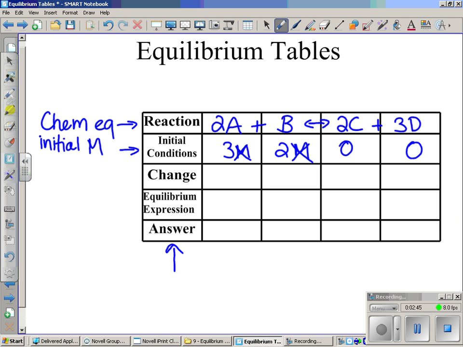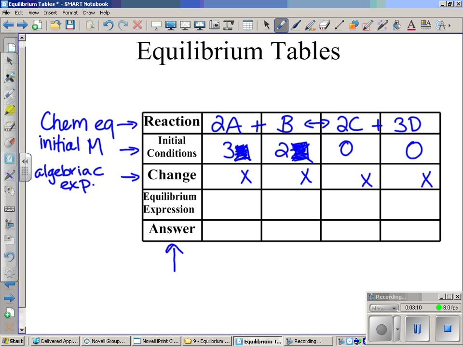Now, the next line, this line that says change, is going to be an algebraic expression. Now, I know that sounds kind of frightening, but it isn't. Okay, here's how you do the algebraic expression. Just cross these off. Okay, so we put an X in each box.